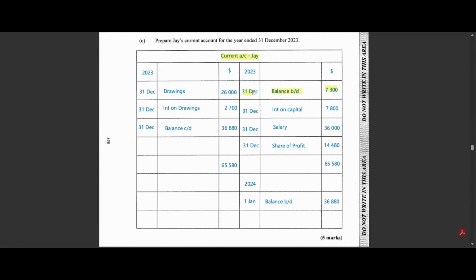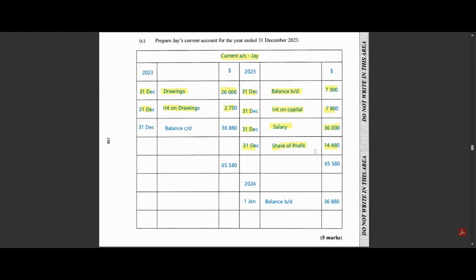Now, J had to give back to the business drawings. Drawings are going to go on the debit side, 26,000. He also had to give back to the business interest on drawings as well, 2,700. Nice. But he did have to collect interest on capital from the business, 7,800. He did have to collect a salary as well, 36,000. And he also was entitled to a share of the profit, 14,480. All these figures came directly from the question before, and if you go back to the appropriation account, you'll find all those figures right there.